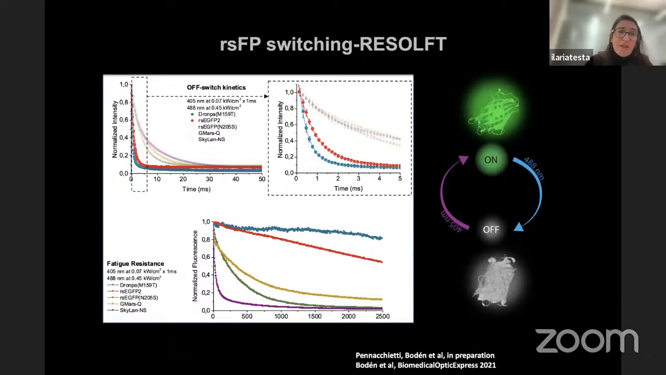And these are all parameters that are very important for super resolution, like how fast you switch, because you don't want your dwell time to last forever. And also how precisely you can switch, because that determines how well you switch off the molecules in the periphery of the focal spot.